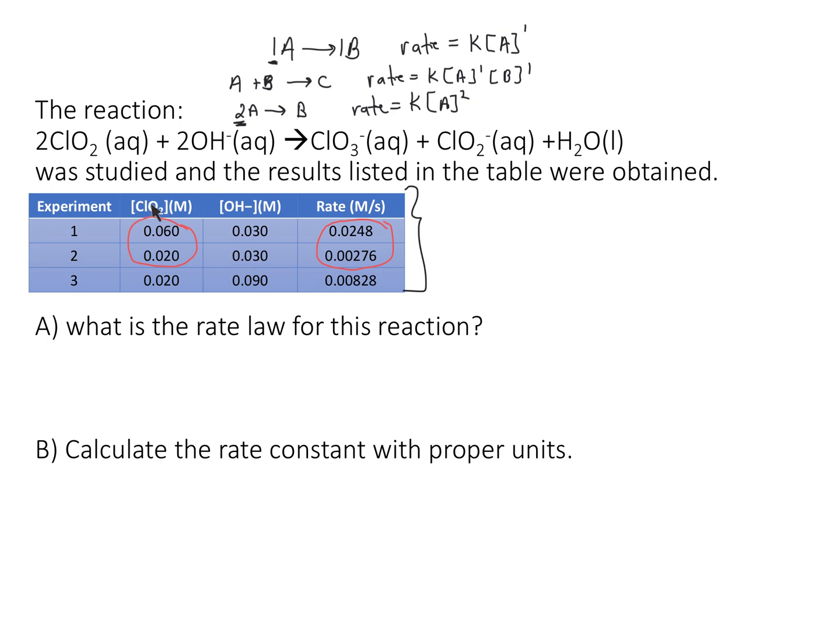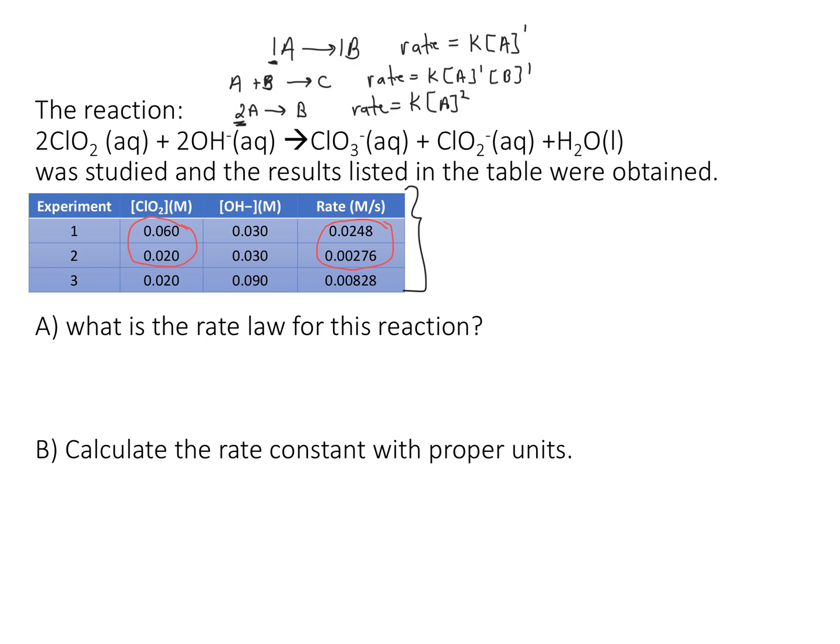So we're going to check chlorine dioxide. We're going to triple that concentration between experiment 1 and 2. We're going to keep hydroxide concentration constant so that I only have one variable. That way I can say this change in concentration here is directly related to this observed change in rate.